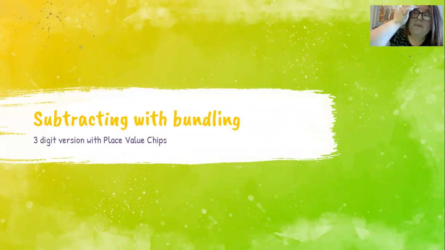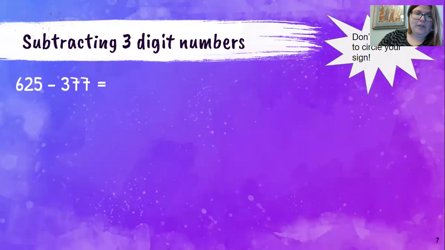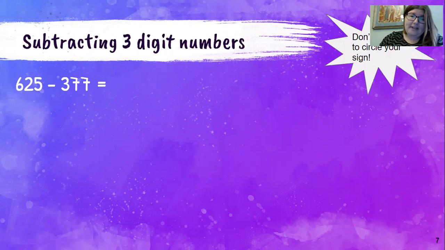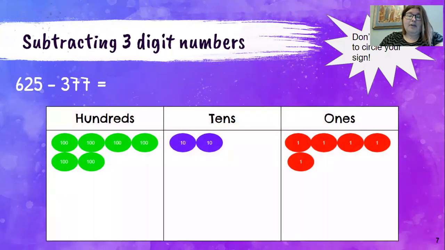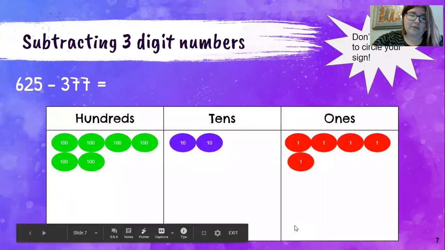Okay, here we go. So I have 625 minus 377, and don't forget to circle my sign. When I subtract, I don't get both numbers. I'm going to have to take away from that top number. Let's go ahead and work that through together.